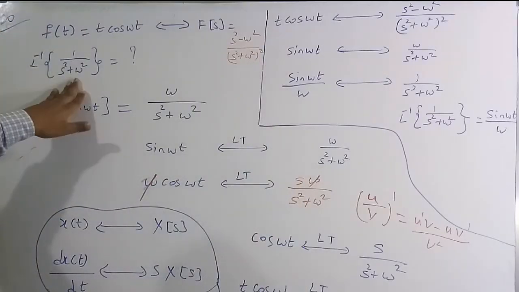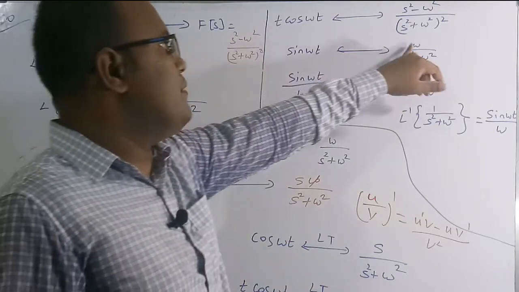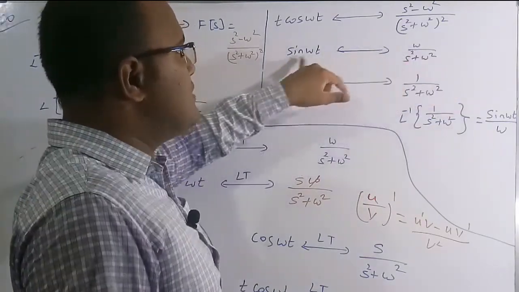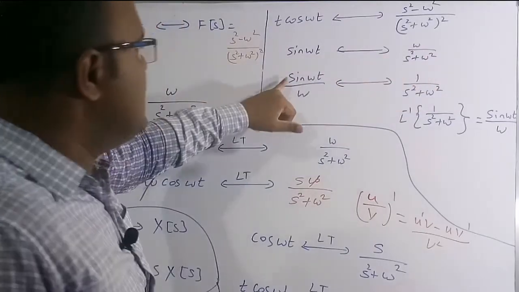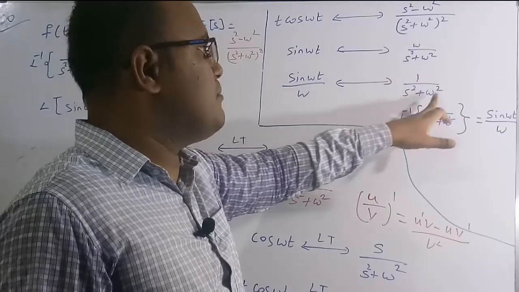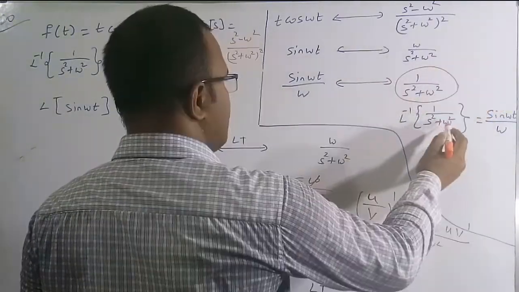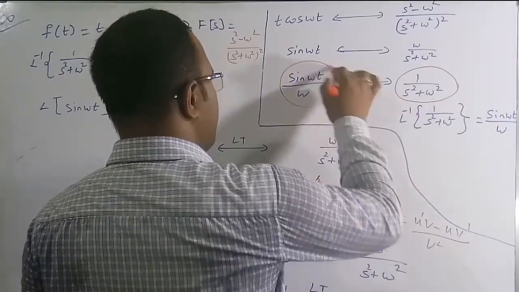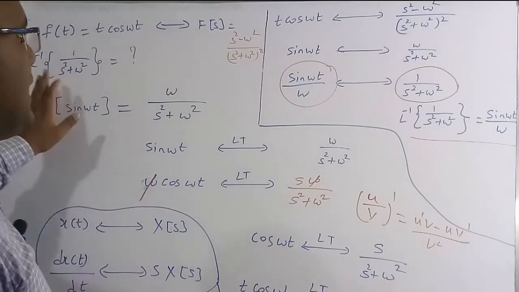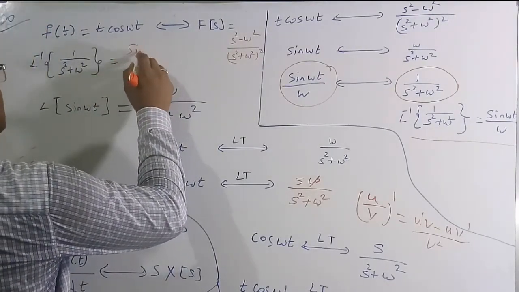Now we also find the Laplace inverse of this one. We basically know sin omega t has the Laplace transform omega by s square plus omega square. Now I am going to multiply these two equations by omega. Therefore sin omega t by omega, so omega gets cancelled, we are going to get 1 by s square plus omega square. So the Laplace inverse of 1 by s square plus omega square is nothing but sin omega t by omega.